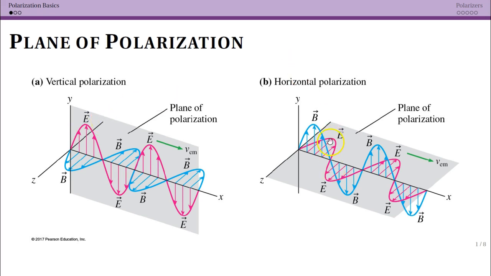But fundamentally, we can have some plane that aligns with our electric field vectors, which then always point in that plane. So we would call this vertically polarized if our electric field is going up and down. Our magnetic field is then going horizontally. And we have horizontal polarization if our electric field is lying in the horizontal plane, then our magnetic field is in the vertical plane.